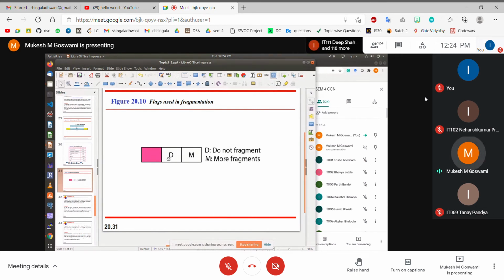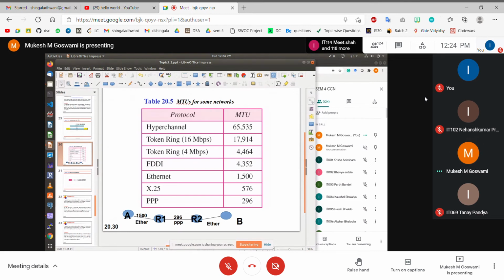What do we mean by the D bit? When the D bit is equal to 0, it is possible to divide this packet into fragments. But if the D bit is equal to 1, that is, the do not fragment bit is equal to 1, then the sender is warning the intermediate device that it is not possible to fragment this packet.